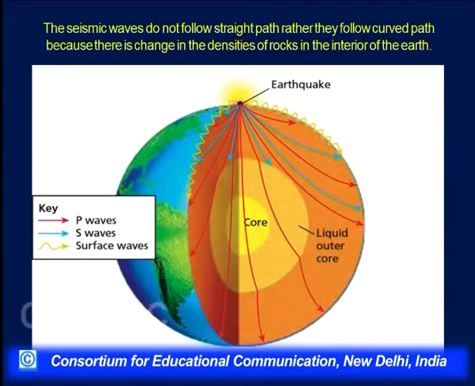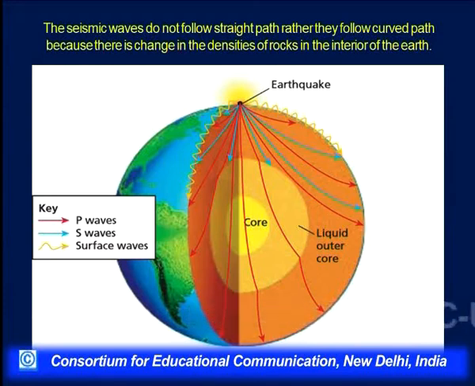We can see in this diagram clearly that there is a focus of earthquake, and from there are two colors. One is red color that represents the primary waves, and there is blue color that represents the secondary waves. And we can also see the third type of waves over the surface, that is the surface waves.